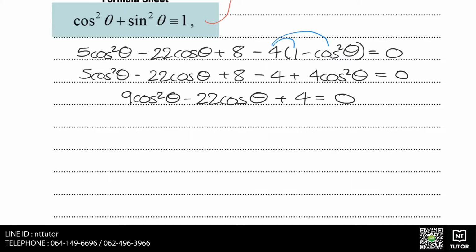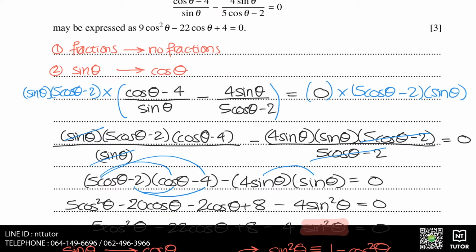After multiplying out the brackets and simplifying the terms, we get 9 cos squared theta minus 22 cos theta plus 4 equals 0, which is what we were trying to get.